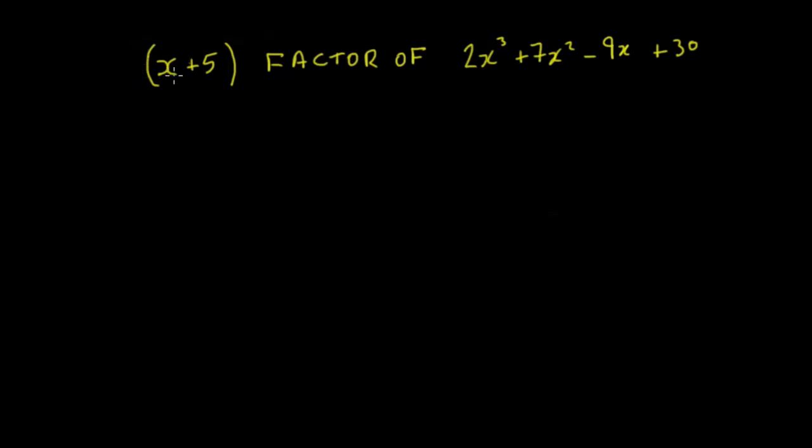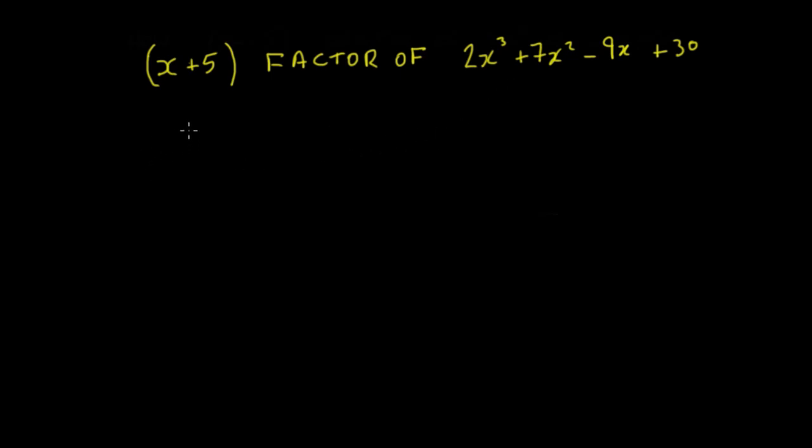We want to show that x plus 5 is a factor of 2x cubed plus 7x squared minus 9x plus 30. Now we can show it's a factor if we divide this out and we get a remainder of 0. So go ahead and see if you can prove that now.